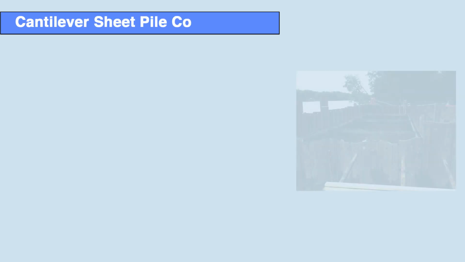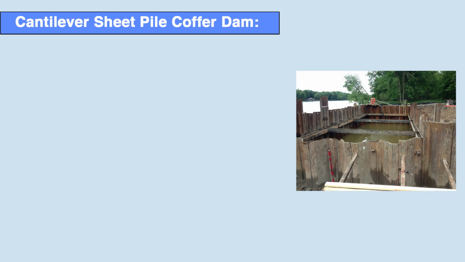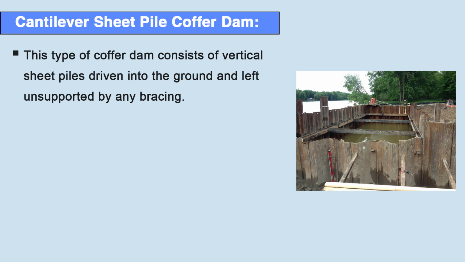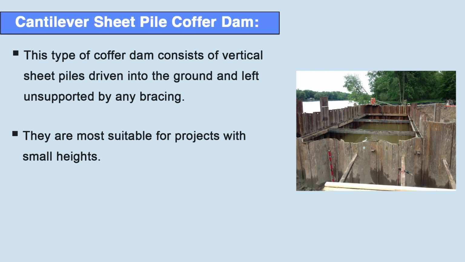There are several types of coffer dam, each suitable for different conditions and project requirements. Some common types include: first is the cantilever sheet pile coffer dam. This type of coffer dam consists of vertical sheet piles driven into the ground and left unsupported by any type of bracings. They are most suitable for projects with small heights.